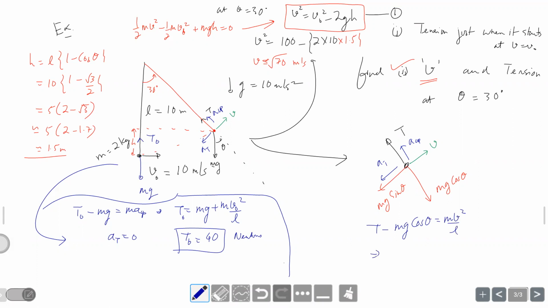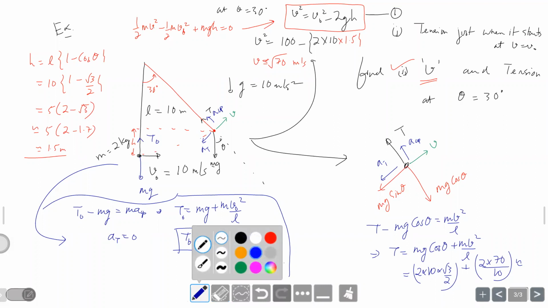So T is becoming mg cos theta plus mv square by L. Now you calculate this. So this is 2 into 10 into root 3 by 2 plus 2 into 70 divided by 10 approximately. Or rather, this is 10 root 3, so that's about 17, 17 plus 14. So the tension is becoming approximately 31.